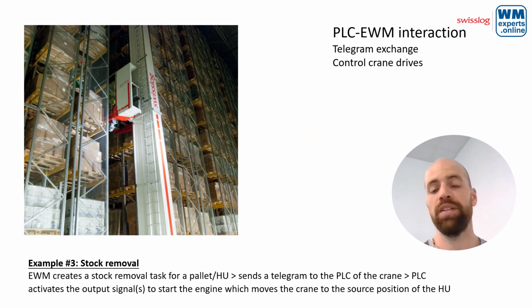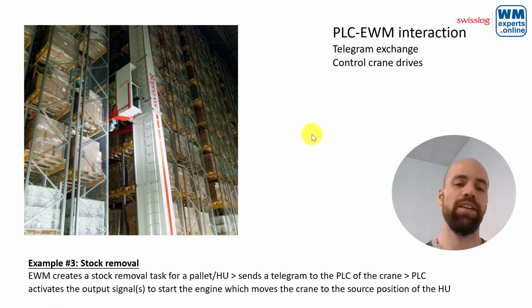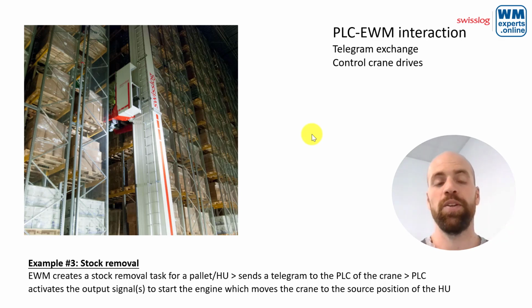The PLC interprets this data in a way that it knows where to move the crane and from which bin to remove the object, in order to place the pallet then on the deposit bin of the given aisle, so that it arrives at its destination.